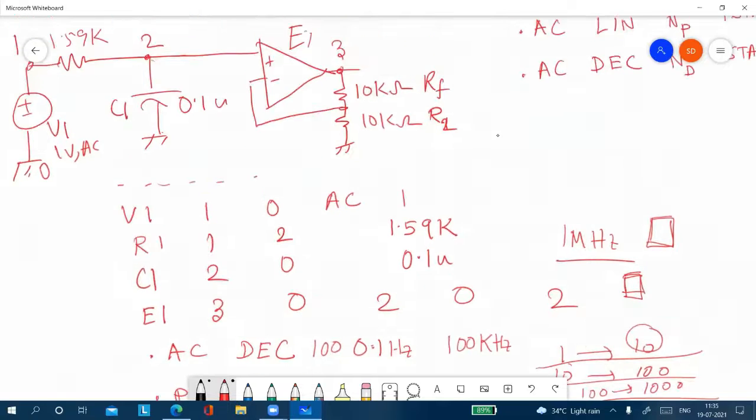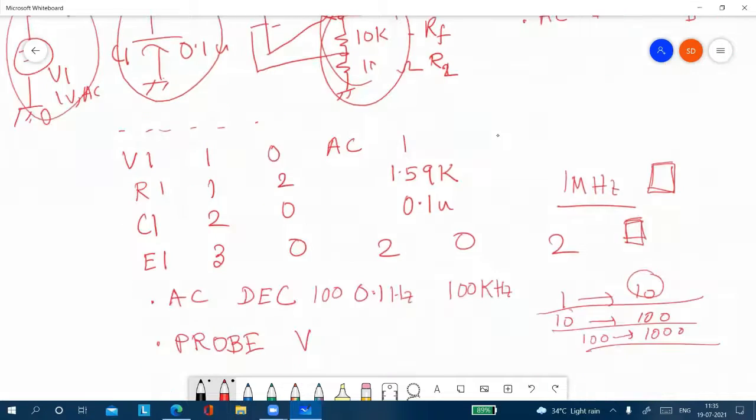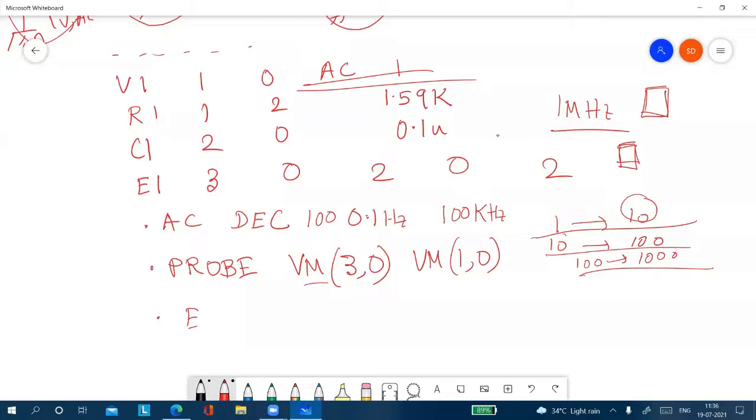Output is taken from 30. Input is 10. So the input supply is VM 30, VM 10. M means magnitude. Since the supply is AC, we need both magnitude and phase, so we write M for magnitude, then dotted. All right, that is the program.